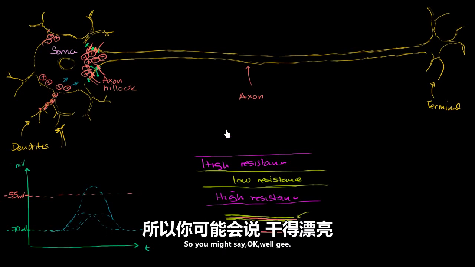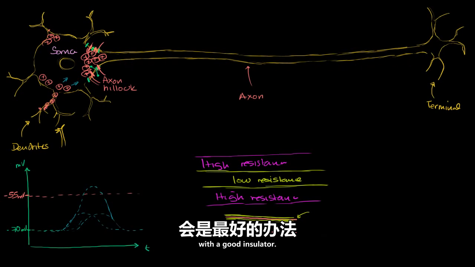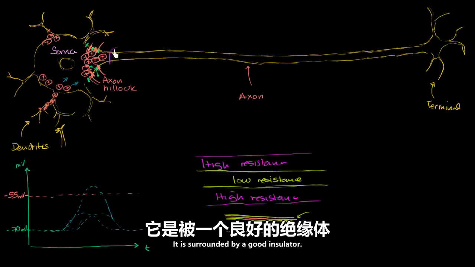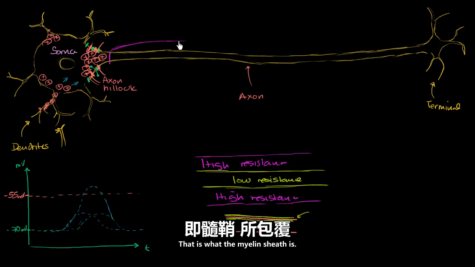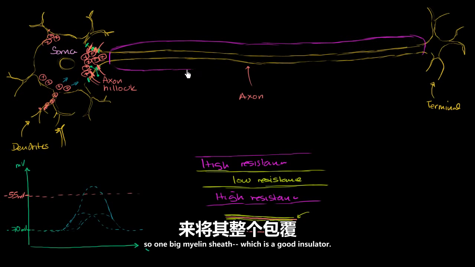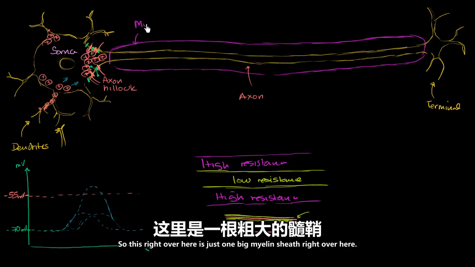So you might say, okay, well, gee, the best thing to do would be to surround this entire axon with a good insulator. And for the most part, that is true. It is surrounded by a good insulator. That is what the myelin sheath is. So let's say we wanted to surround this whole thing with just one big grouping of Schwann cells. So one big myelin sheath, which is a good insulator. It does not conduct current well. So this right over here is just one big myelin sheath.